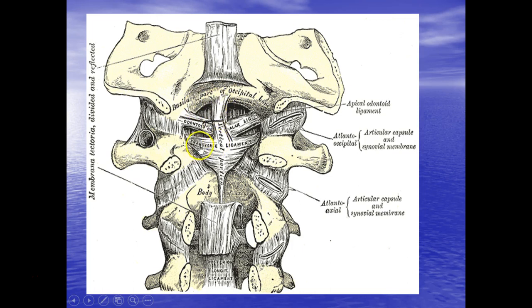Okay, so this whole structure is known as the cruciform ligament, and the much thicker, stronger transverse part of the ligament is often referred to separately as just the transverse ligament.